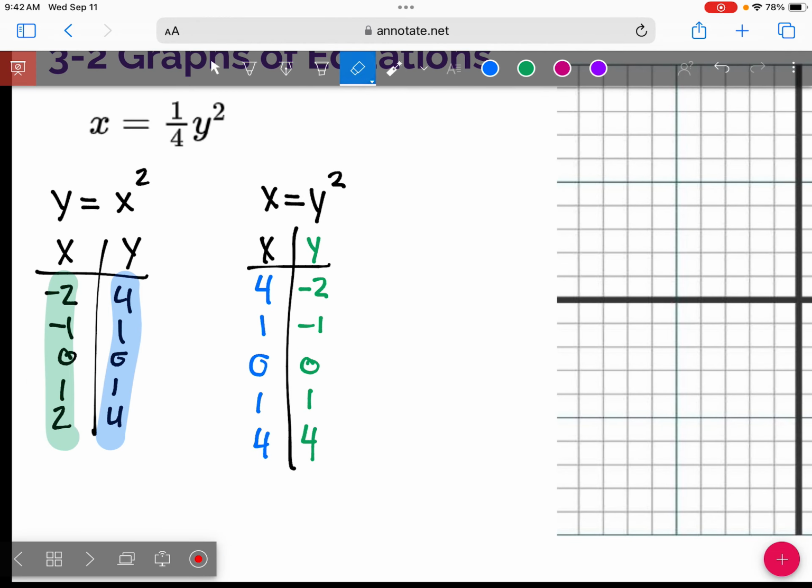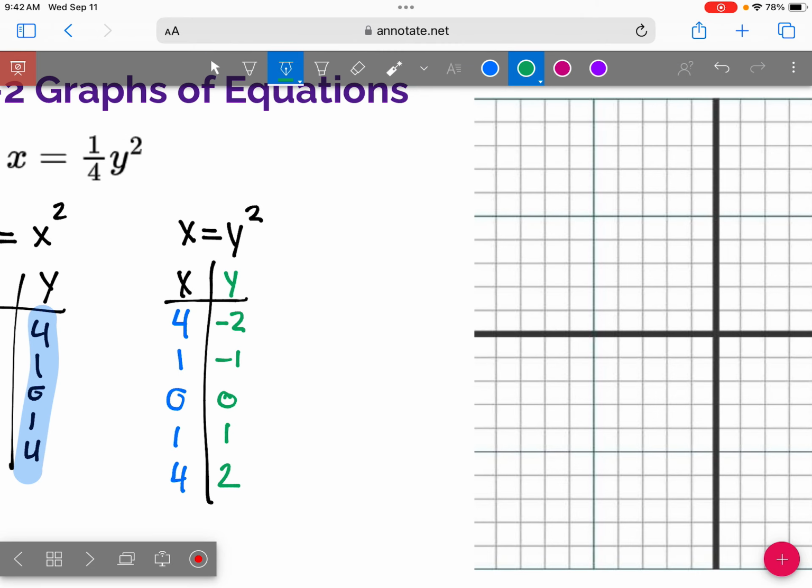What do we do for our transformation? Compress. We're going to multiply our y's by 1/4. So we're going to take our x's, that'll be our 4, 1, 0, 1, 4. And our y's, we're timesing by 1/4, because that's our A transformation.